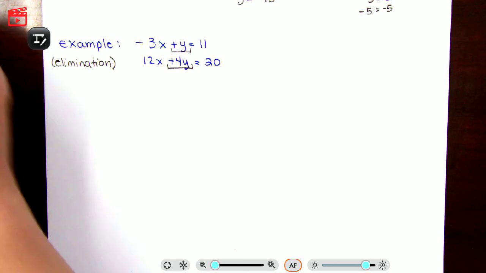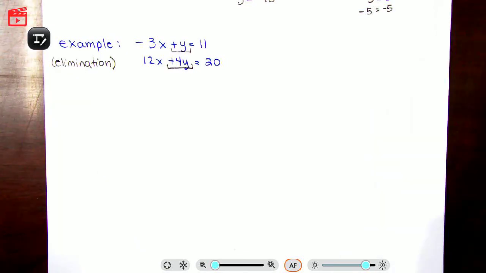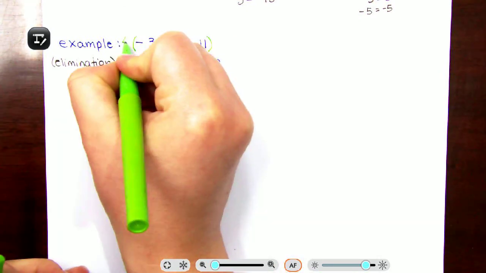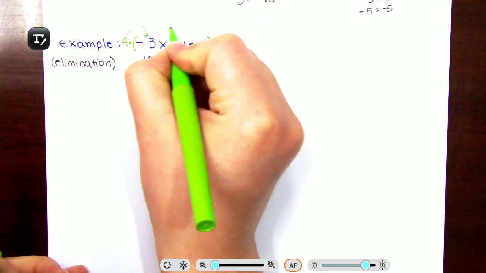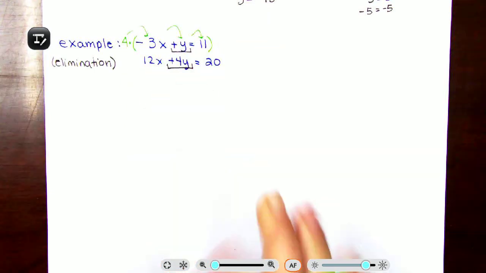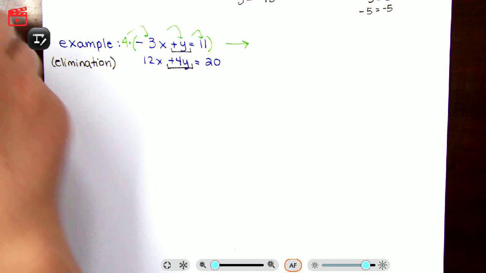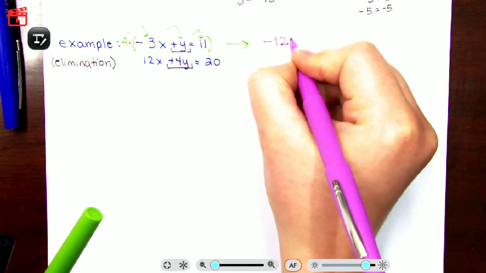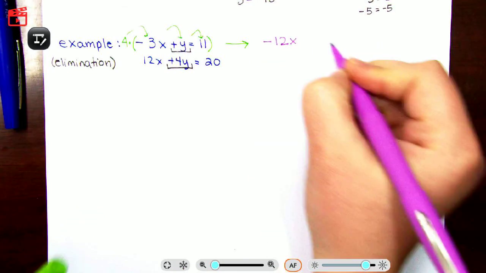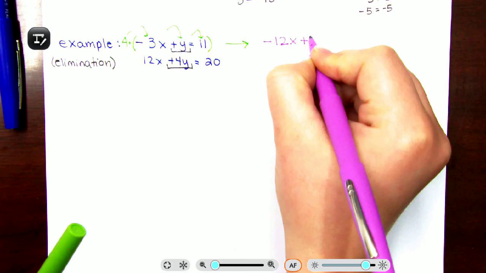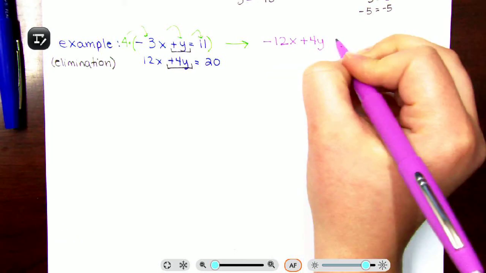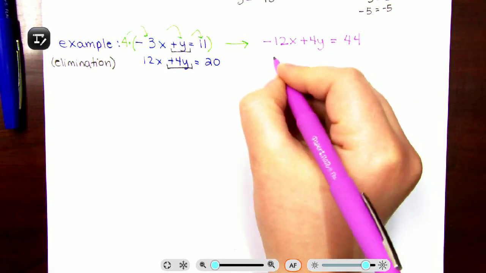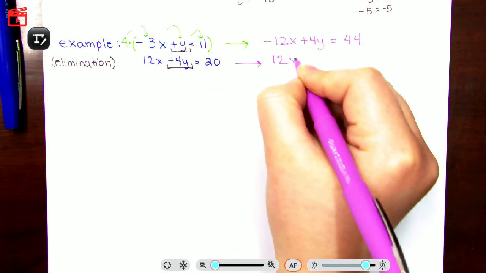So what I'm going to do is take the entire equation and multiply it by 4. Now when I multiply by 4, I am multiplying every single term by 4. So that will give me 4 times negative 3 is negative 12x. Then I have plus 4y is equal to 44. Then I have the bottom one. The bottom one did not change, so I'm just going to copy that down.